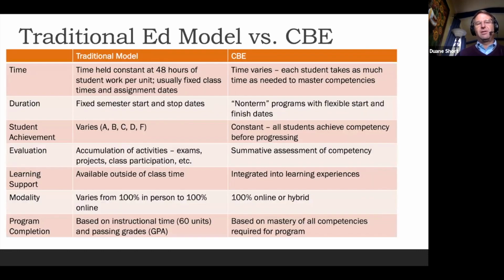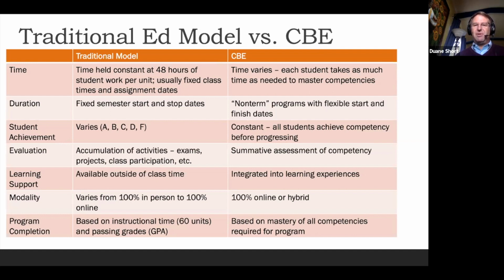So here are some other differences between our traditional model of college education and competency-based education. The biggest difference in my mind is this first one, which Marty already mentioned. Right now, you have so much time to be in the class, and at the end of that time period, everyone's assessed and you get a letter grade. The semester's over, everyone gets their grade. So we're holding time constant, and we're varying student achievement, right? Students can vary between A through F.